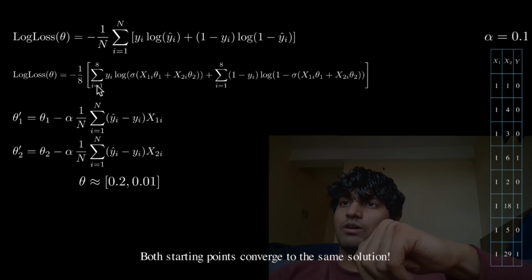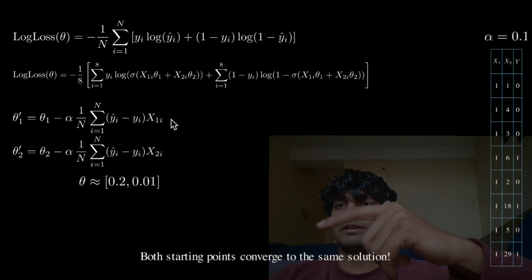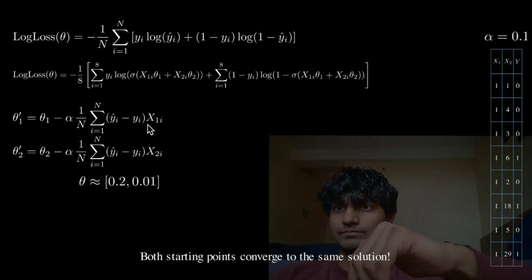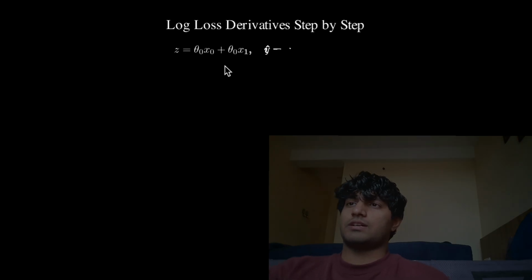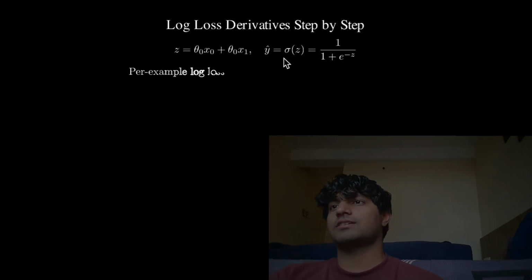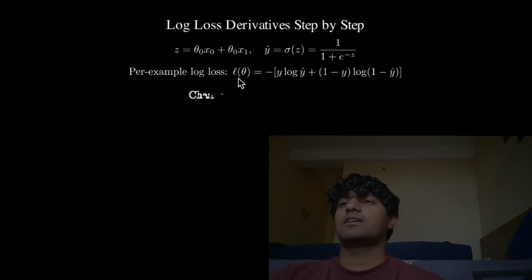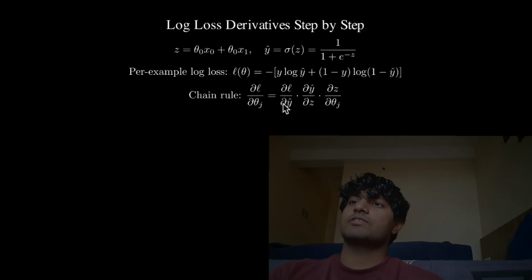Next slide, I'm going to tell you how this thing comes: prediction minus actual label multiplied by the feature. So log loss. This is a prediction function over here with sigmoid and all. Log loss looks something like this. So if I have to find the derivative of the loss with respect to theta 1.